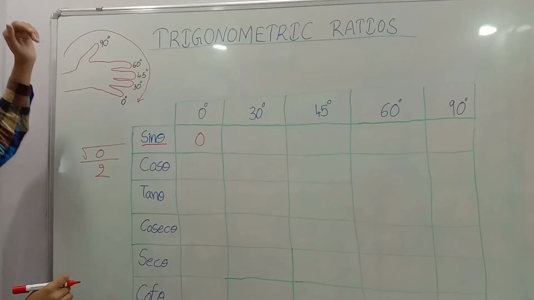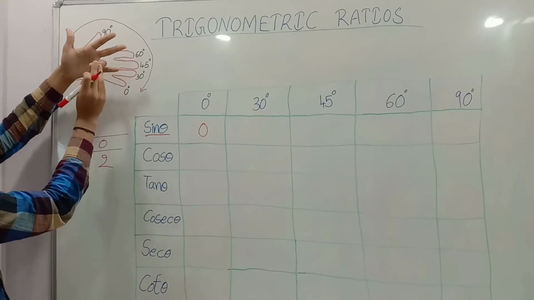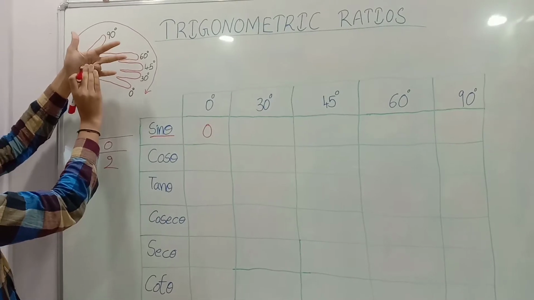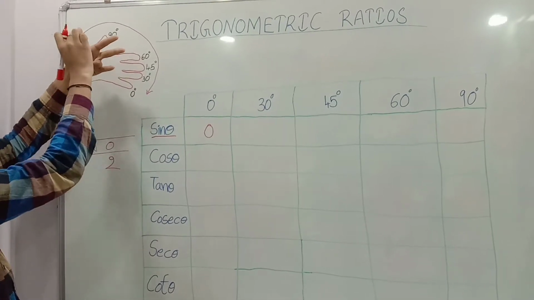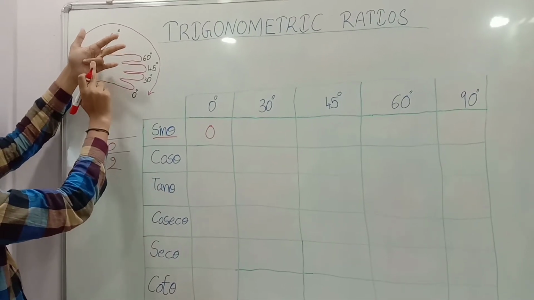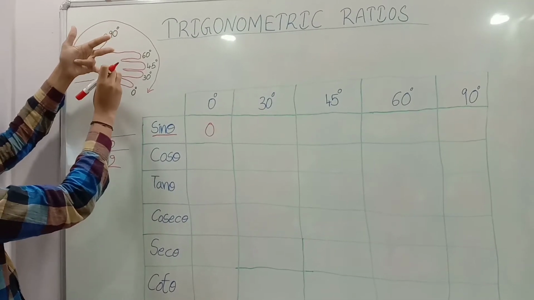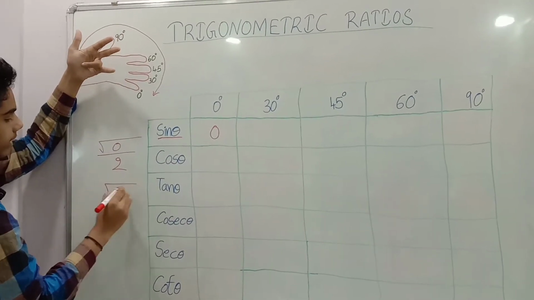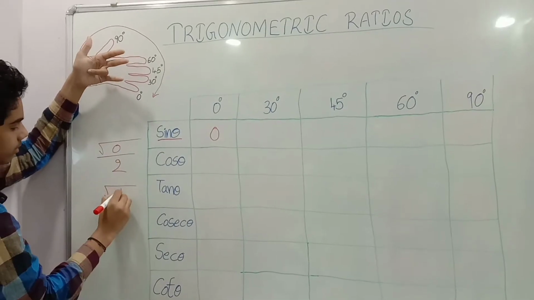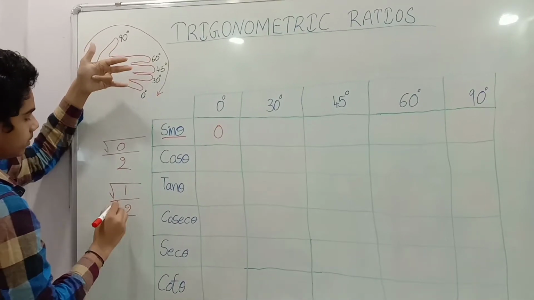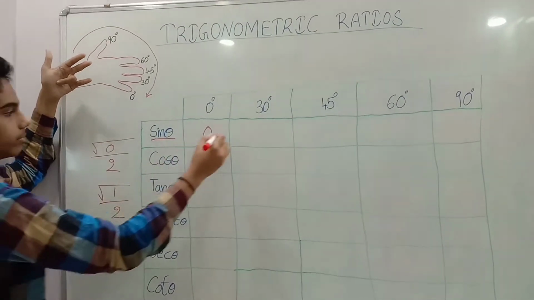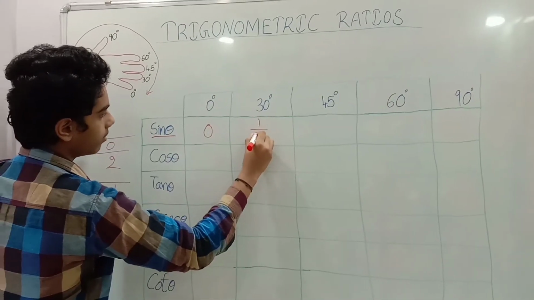Now let's take sin 30. The ring finger is sin 30. We should close this. For sin we should count from thumb to little finger. So below sin 30 we have one finger. So the formula is root of fingers left, that means one finger, root 1 by 2. Root 1 is nothing but 1, so 1 by 2. So sin 30 is 1 by 2.